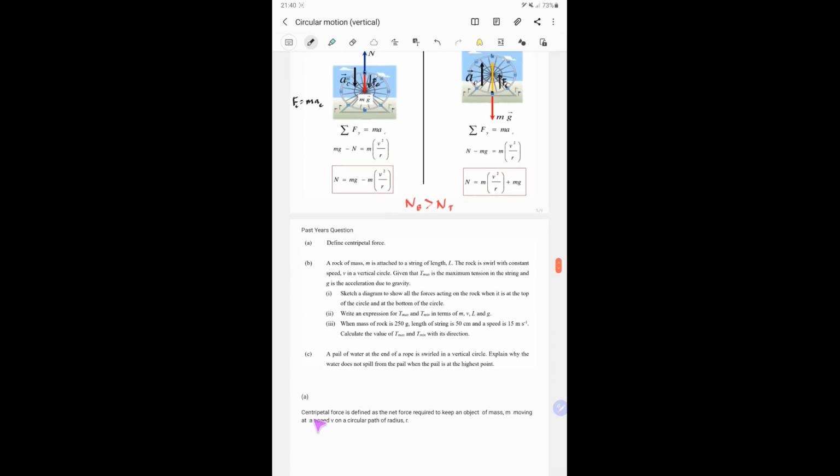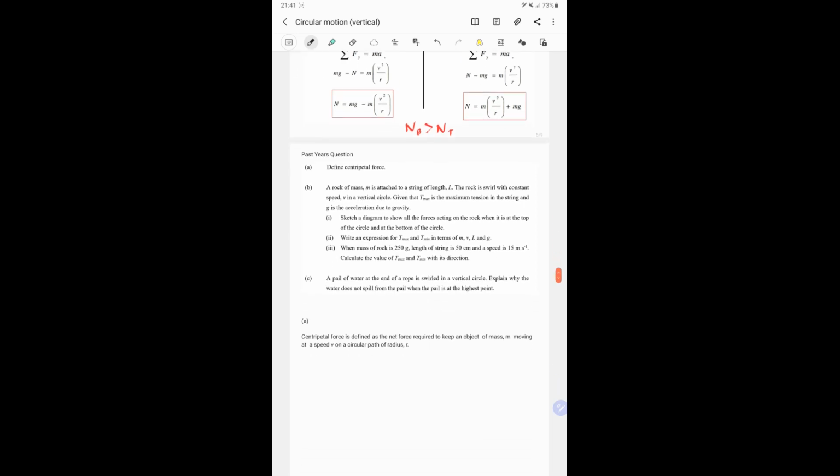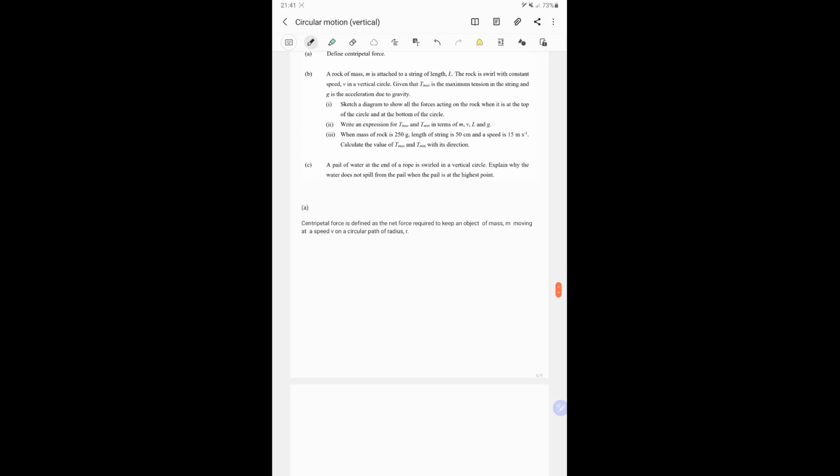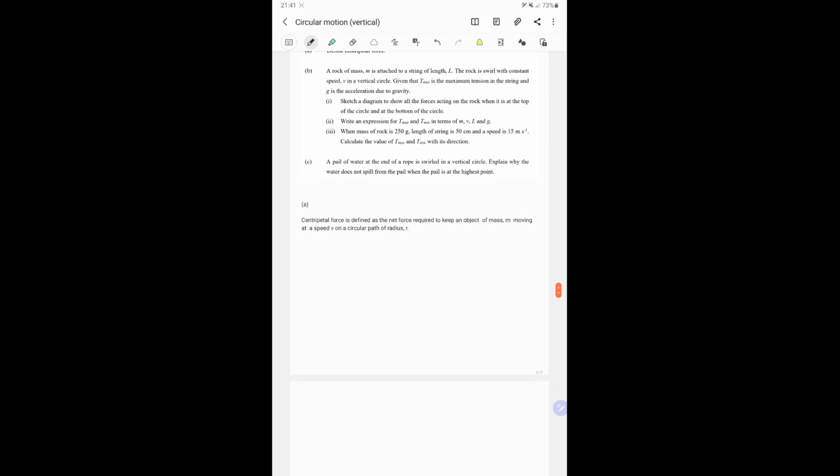Centripetal force is defined as the net force required to keep an object of mass m moving at a speed v on a circular path of radius r. I think we have this already in your notes, so you may refer to your notes. I want to focus on calculation. For the second part, which is B, what do we have now?